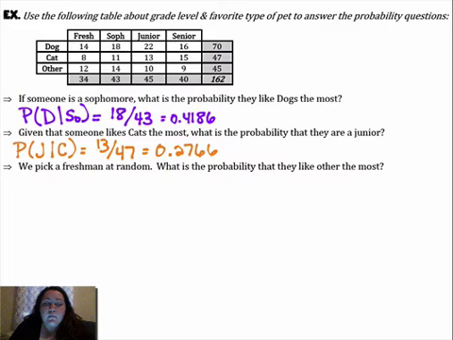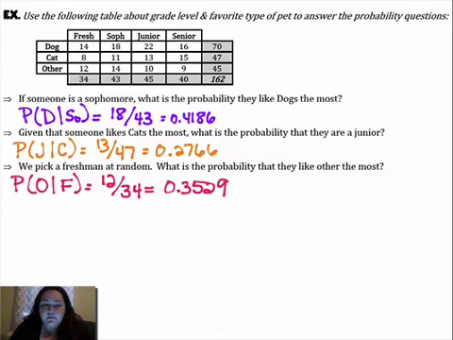Alright, the next one. We pick a freshman at random. What's the probability they like other animals the most? Alright, so it's other, given I'm picking from freshmen. So 12 like other out of 34 total freshmen, which is 0.3529.